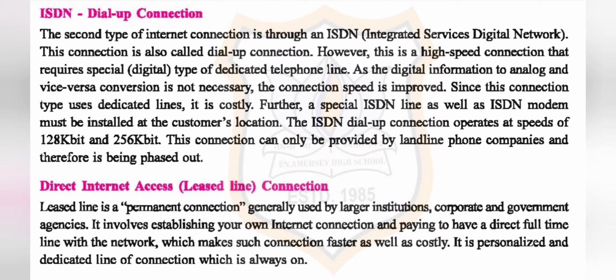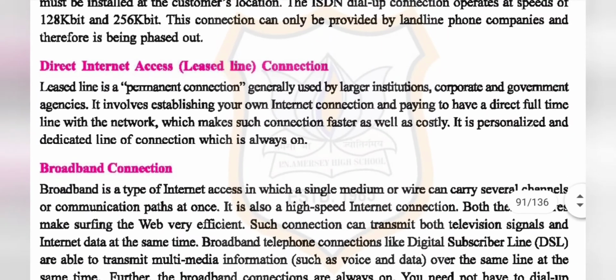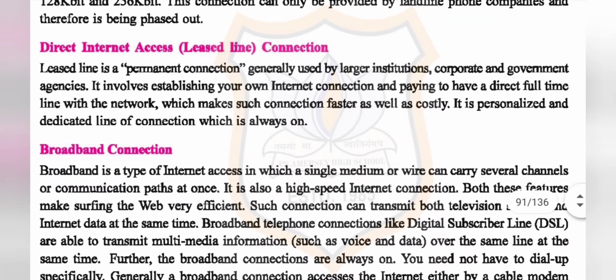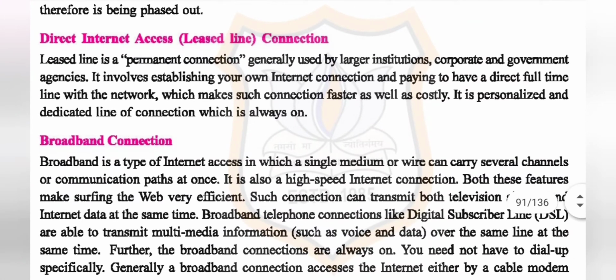Further, a special ISDN line as well as ISDN modem must be installed at the customer's location. The ISDN dial-up connection operates at speed of 128 kilobits and 256 kilobit. This connection can only be provided by landline phone companies and therefore is being phased out.